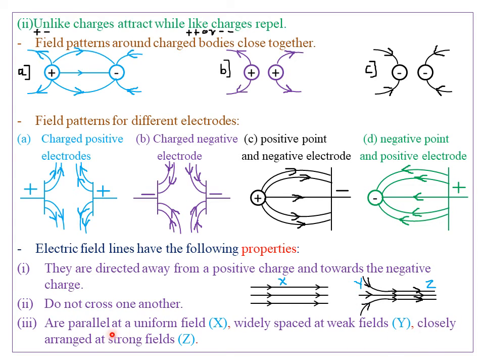Then they are closely packed at stronger fields. For example, at point Z, you can see the field lines are closer to one another. So it means the electric field in this particular case is stronger at point Z, and it is the weakest at point Y. So the electric field is weak at point Y, then it is somewhat stronger at point X, then it is strongest at point Z. So the closer the field lines, the greater the electric field. But the wider the field lines, the weaker the electric field, just as we saw in magnetic fields.